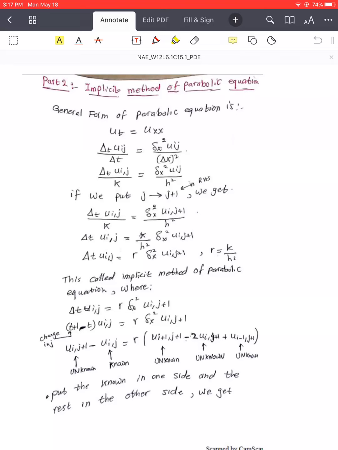Okay, hi everybody. We continue solving partial differential equations. We started with the parabolic equation of this type here. We talked about one of the methods, the explicit method. So it was like this. This is the explicit method here, just j. The only difference now is to replace j by j plus 1. Here we are, we get the implicit method.